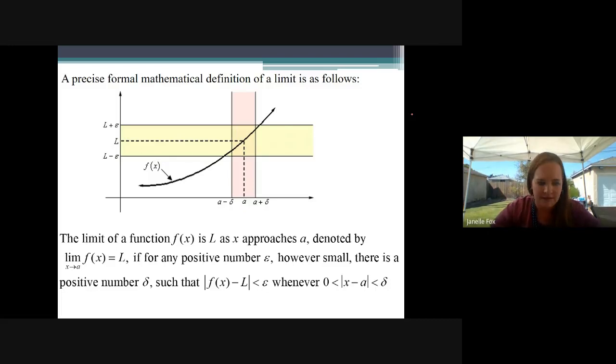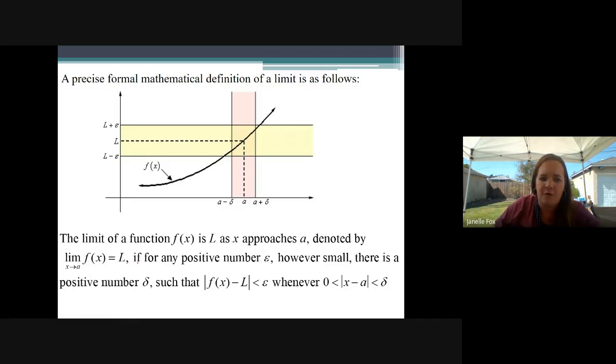It says, the limit of a function f of x is capital L as x approaches a, denoted by the limit as x approaches a, x arrow a, of f of x equals L, comma, if for any positive number epsilon. This is a lowercase Greek letter right here. It looks like a backwards 3. It's called an epsilon, okay?